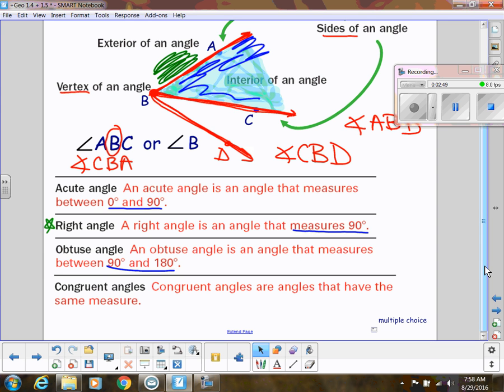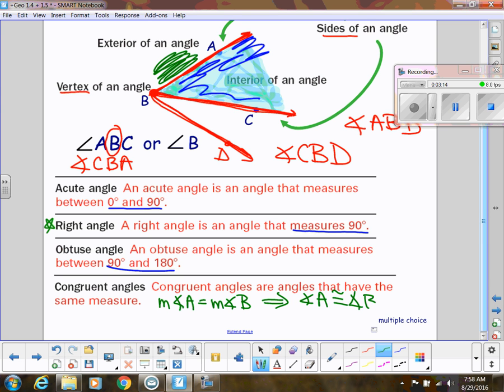When we talk about congruent angles, we are talking about angles that have the same measure. So later in class, I'll go back to congruence, but if I have the measure of angle A equals the measure of angle B, then I know that I can say angle A is congruent to angle B. Do you notice how I don't have the little m in front of the angle A and angle B anymore? Because I'm talking about congruence. I'm not talking about the measure of it anymore. I'm talking about that object angle A is congruent to object angle B.